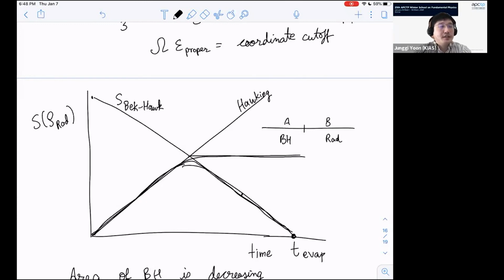I have a question. Here you show this Poincare patch and there is a Poincare horizon. Is there any possibility that the entanglement wedge can go beyond this Poincare horizon?